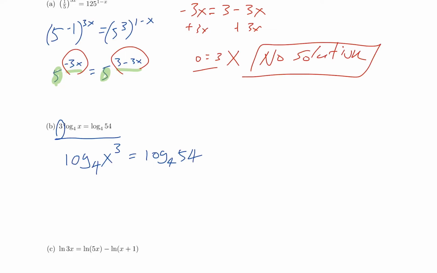Okay. So now we have log base 4 of x cubed equals log base 4 of 54. Since we have the same base log, the left side and right side must be equal to each other, the inside part. So this tells us that x cubed must equal 54. So what is x? We just take the cube root. Cube root of 54.